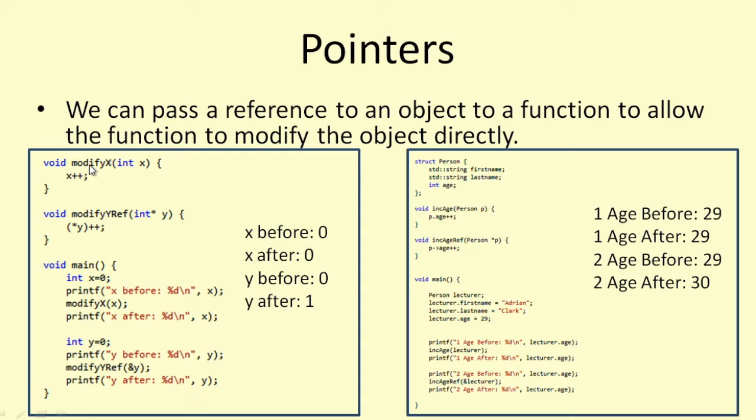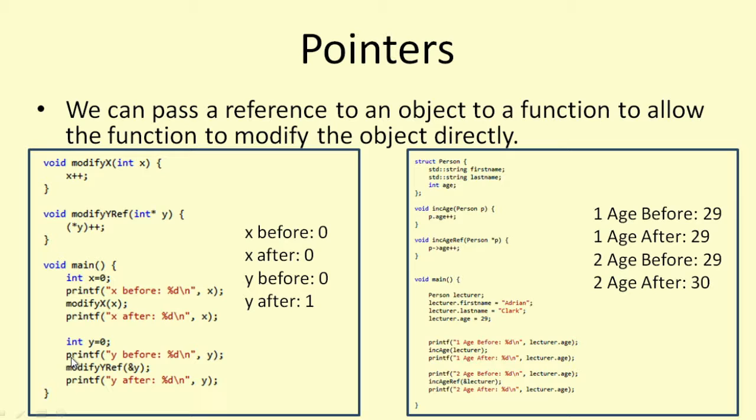I probably could have used different variables to make it slightly less confusing, but essentially we have two x's. There's one in this scope and there's one in this scope. So when we add 1 here, we're only modifying this one, not this one. So you see when we print x after, it's still equal to 0. So if we have this modify x function, we're not actually modifying this x here, we're modifying this one here. So what we can do instead is we can use a pointer to it.